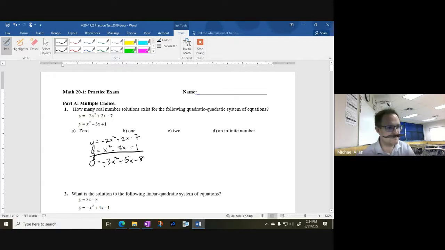Okay. Now, what you could do is just move everything over to the other side of the equation, because remember, Mr. Allen does not like negative x squareds. So I'm just going to move everything over to the other side here. And I'm going to stick with this.